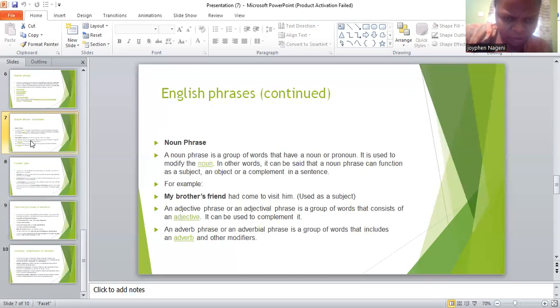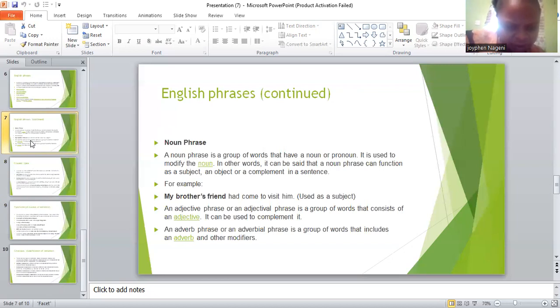A noun phrase is a group of words that have a noun or pronoun. It is used to modify the noun. In other words, it can be said that a noun phrase can function as a subject, and it can also function as an object or a complement in a sentence. For example, "My brother's friend had come to visit him," used as a subject.